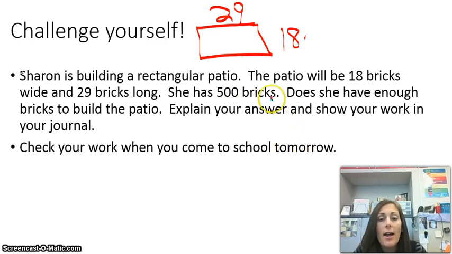So she has 500 bricks. The dimensions of the rectangular patio is 18 by 29. And we want to know if the 500 bricks is going to be enough to build this patio right here. So go ahead and solve it and explain your answer. And when you come to school tomorrow, we'll check it.